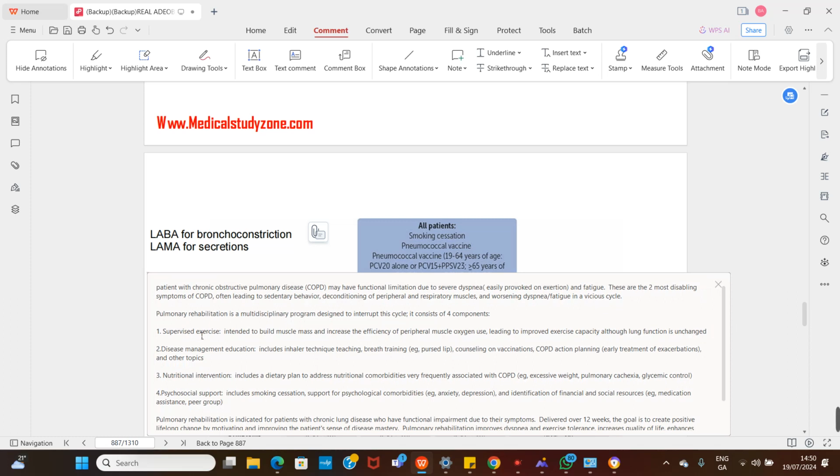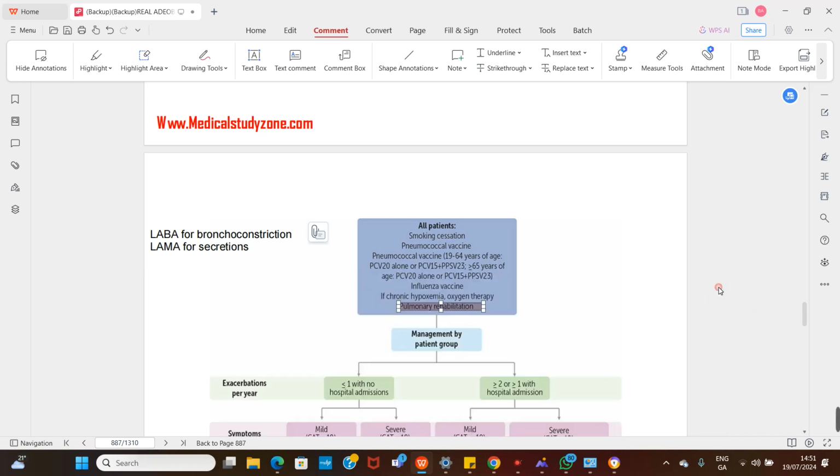So supervised exercise, disease management, which is inhaler techniques, encouraging vaccinations, COPD action planning. If there's any exacerbation, come to the hospital. That's action planning. Nutrition, comorbidities like weight gain, cachexia, glycemic control, psychosocial support, people that are smoking, depressed, financial burden and the likes. But we get the gist of what this pulmonary rehabilitation is all about, right? I don't want to waste time on it.